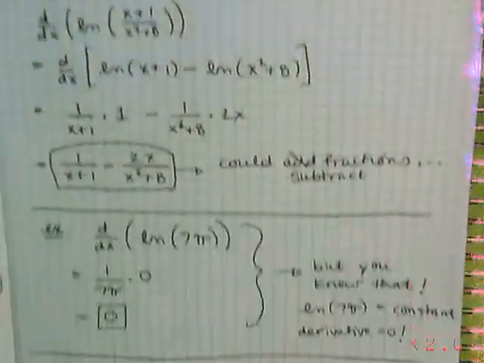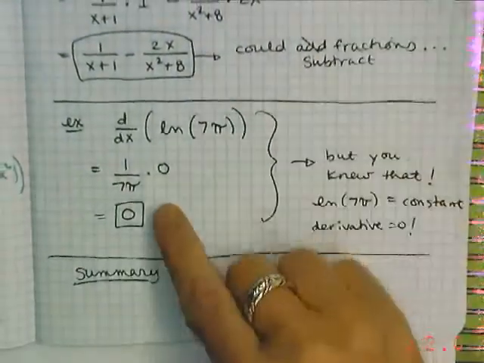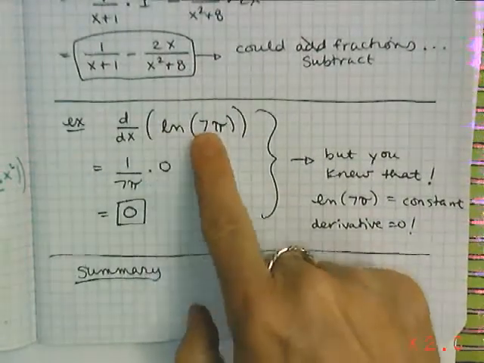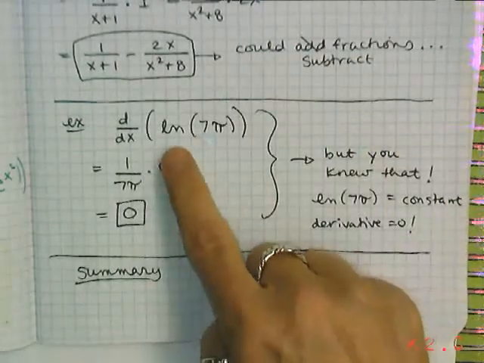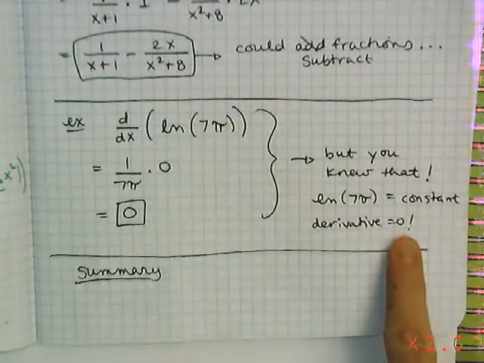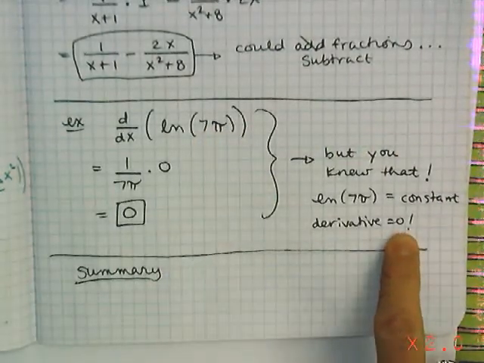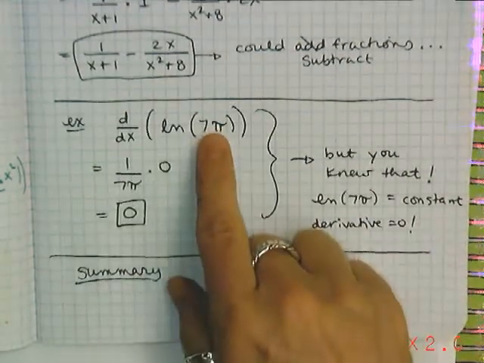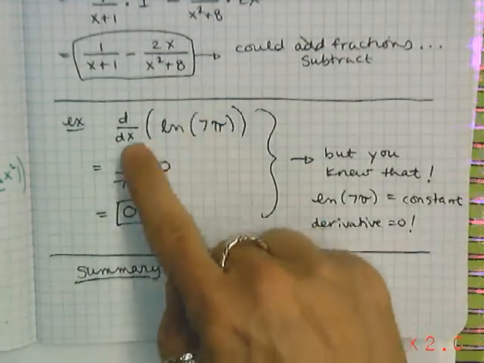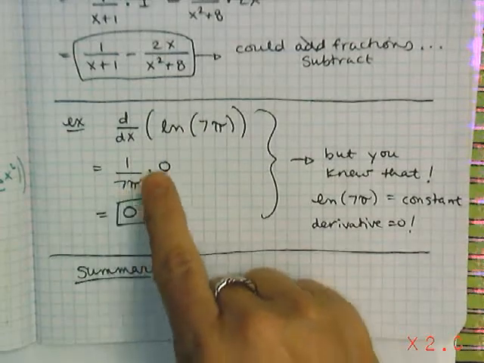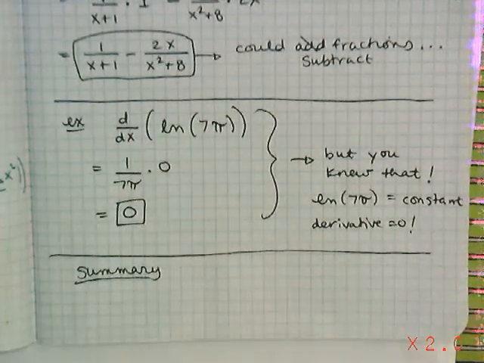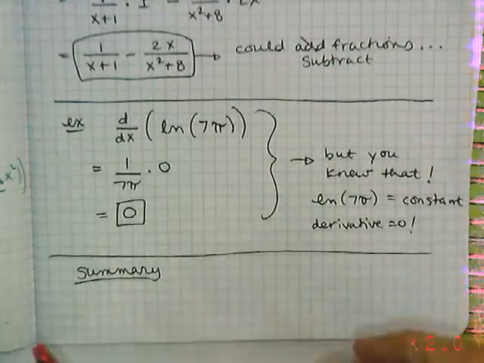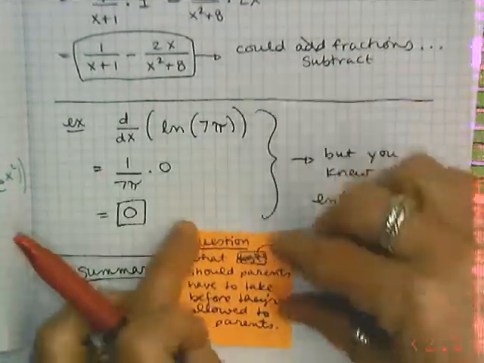And the last one, the derivative of ln of 7 pi. Well, if you have your wits about you, you understand that ln of 7 pi is just a constant, so it should be 0. But let's say your wits took a little holiday, and if you follow the pattern, it's 1 over that something times the derivative of 7 pi, which is 0. So you get there. All right, so here, don't forget your summary.